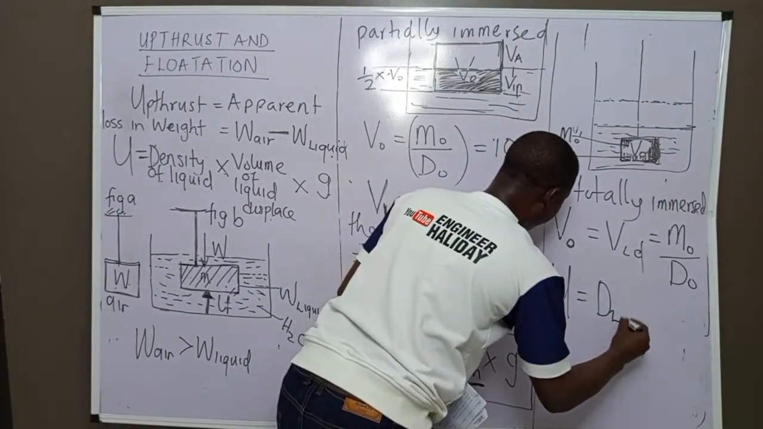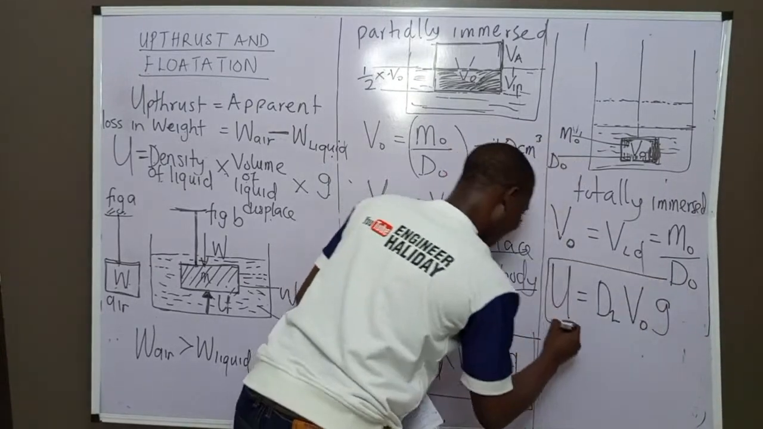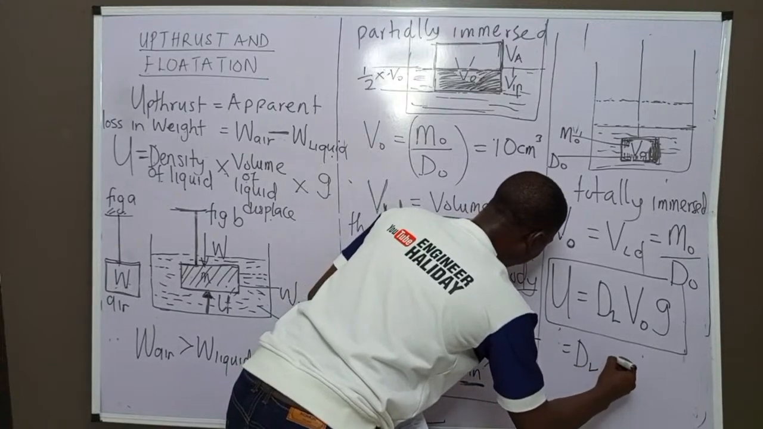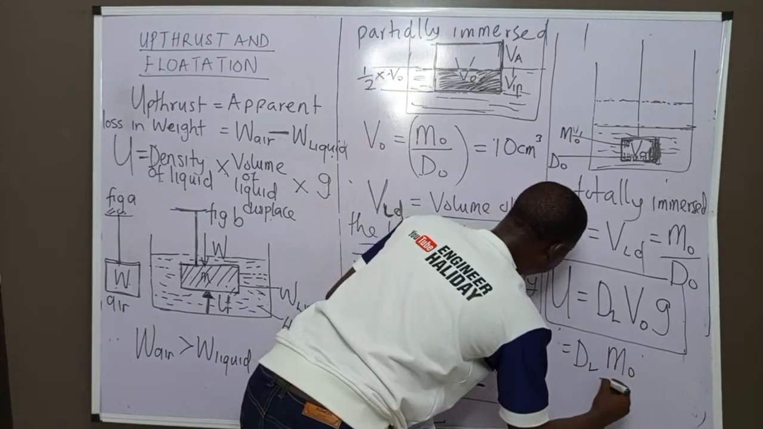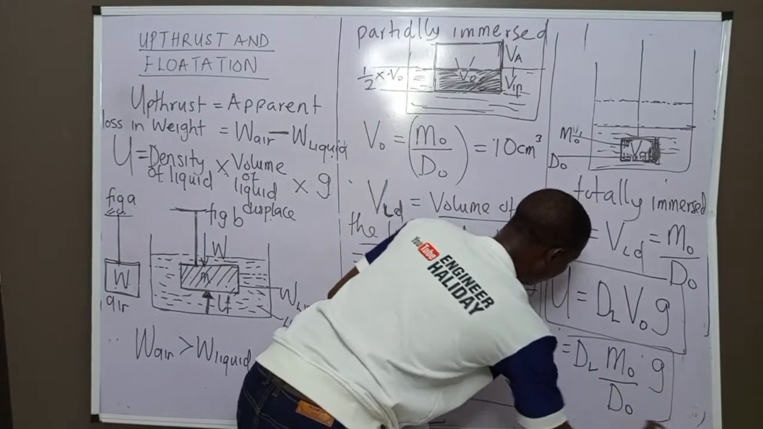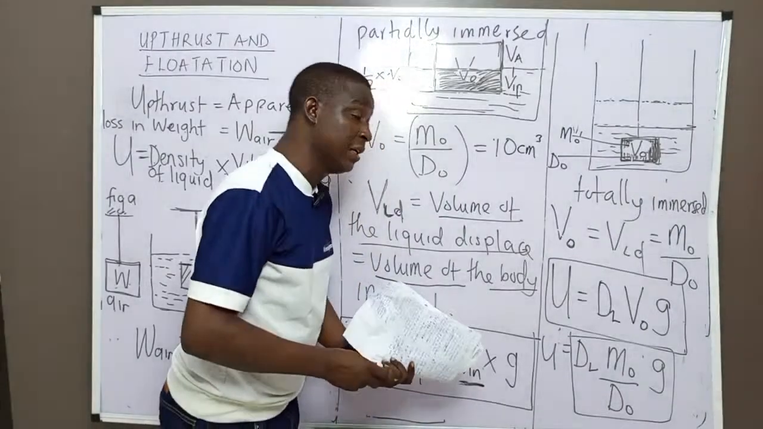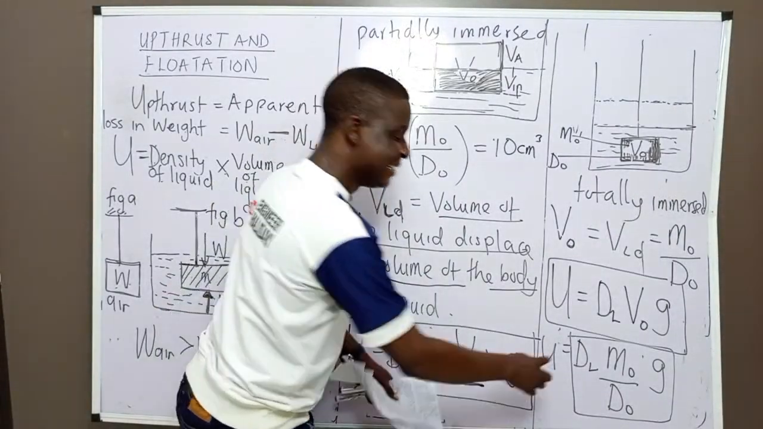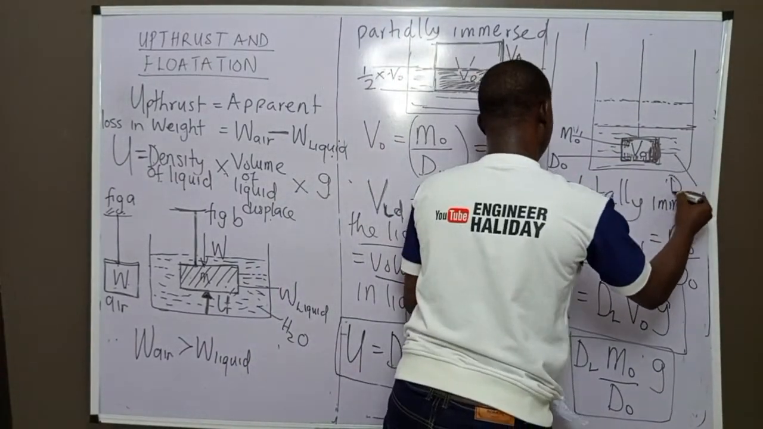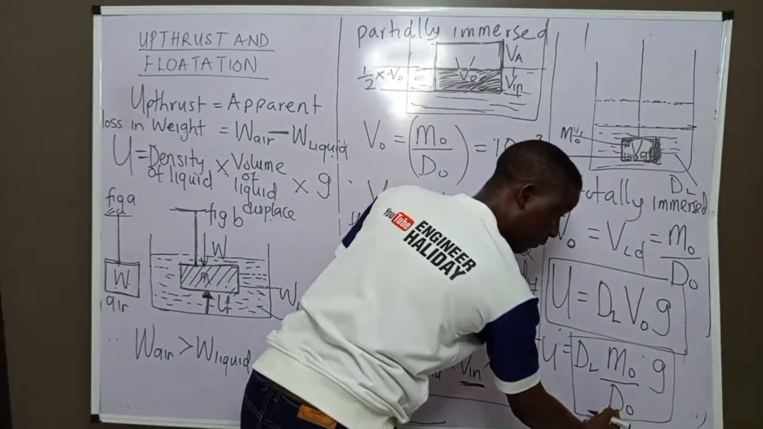So that means that when it's totally immersed, Upthrust becomes density of liquid times volume of the object times gravity. Which will now be density of liquid times mass of object over density of object times gravity. So in the question you can be given two densities. Density of liquid, which is density of the liquid itself. They will give you density of the object, which is density of the object itself.